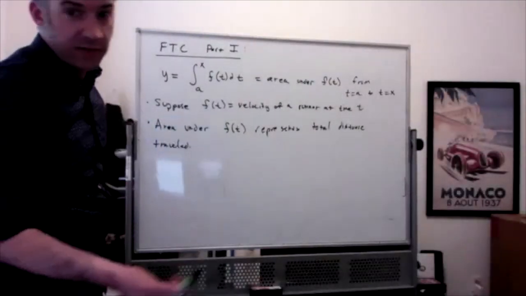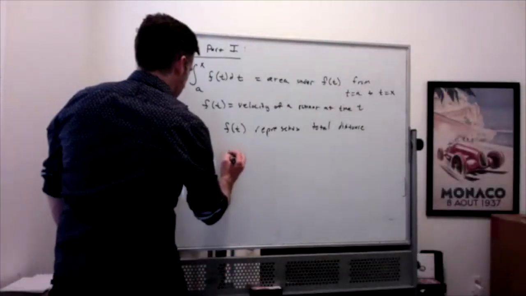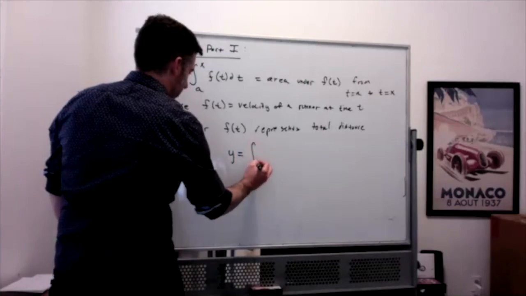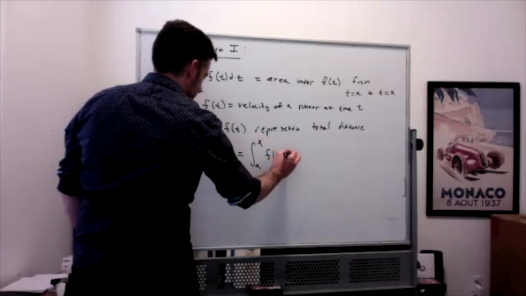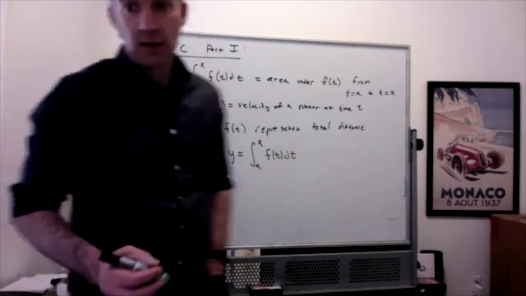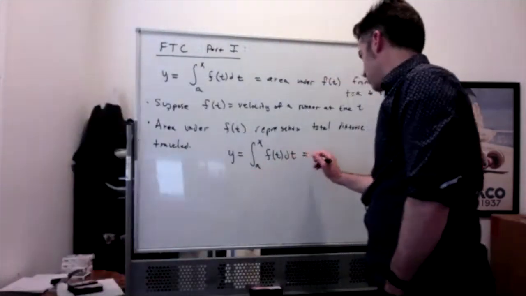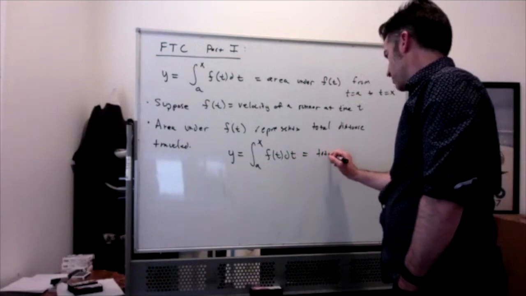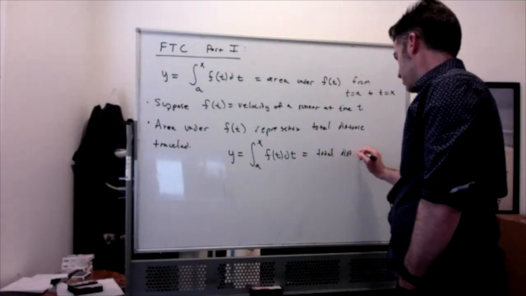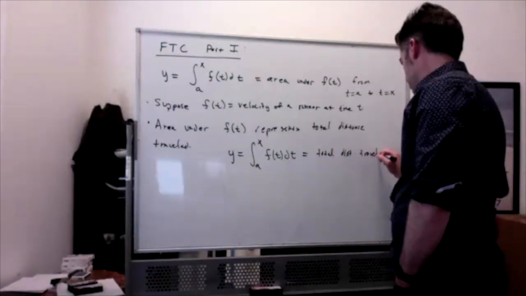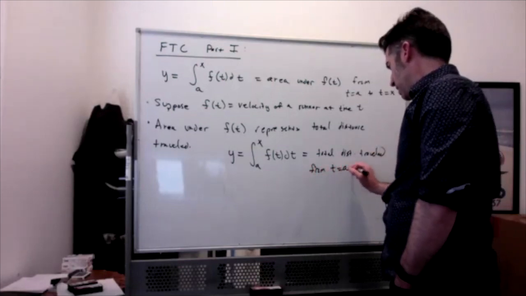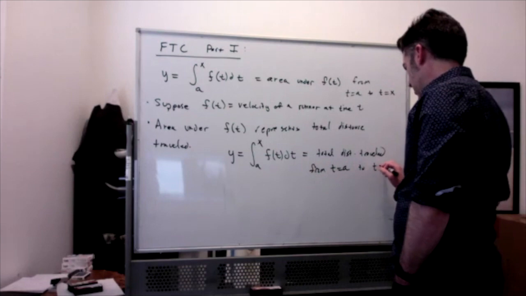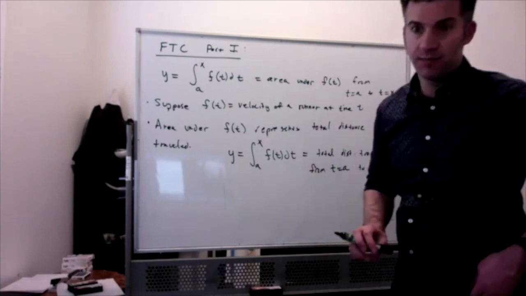So more specifically, y equal to this integral from a to x of f of t dt is the total distance traveled from time equal to a seconds to time equal to x seconds. All right.